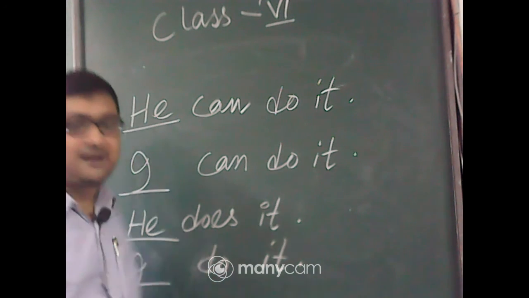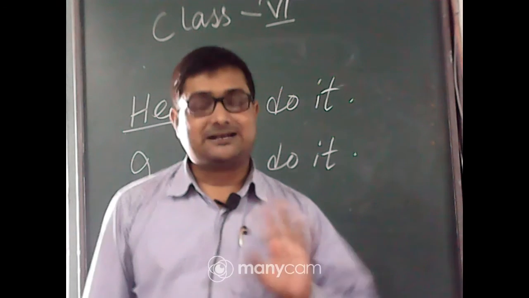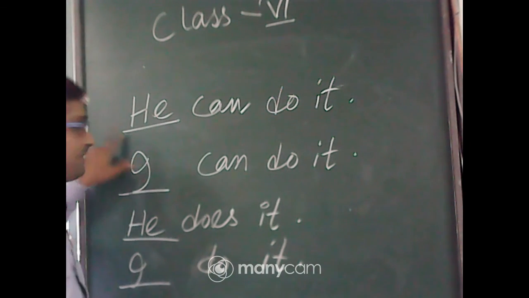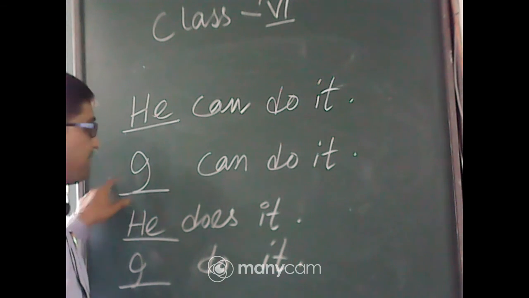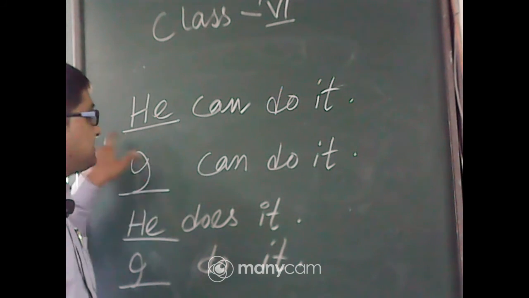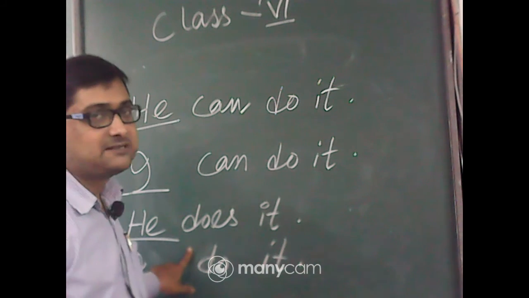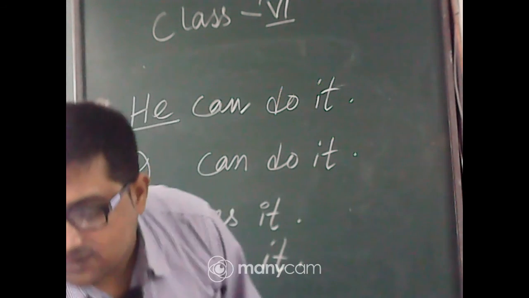So this is another characteristic of modal, that whenever it comes in the same tense, it does not change if the subject changes. Here subject has changed. First subject is third person singular, second subject is first person singular. But can remains the same, means the modal verb does not change if the subject changes, whereas the main verb changes its form if the subject changes. So these are the different characteristics. I feel you have understood.